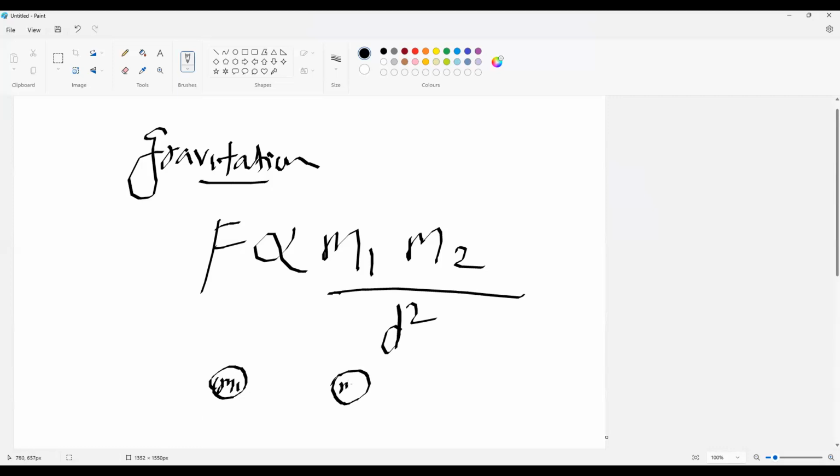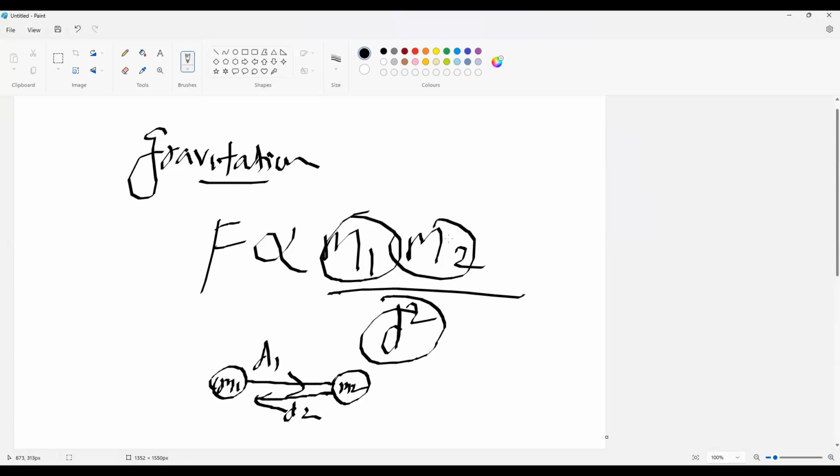So let's see, m1 and m2. Force by this to this, force by this to this. Two objects attract each other. So D1, D2. That D2 I have taken here. Is that clear? Now M1, M2. Force is proportional to mass 1, mass 2 divided by distance squared. Understood or not? Are you able to understand?